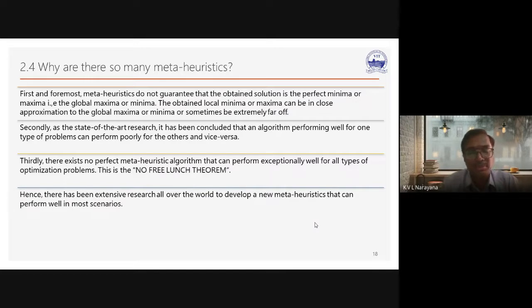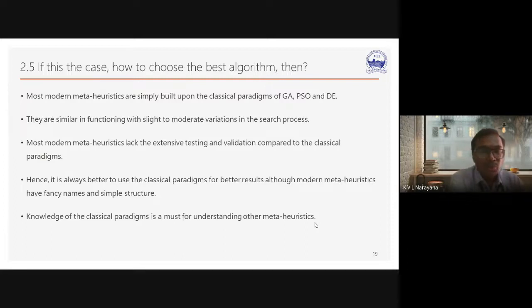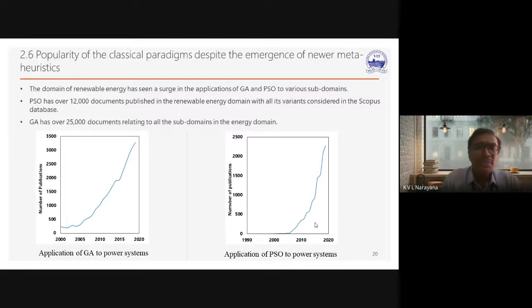People are developing many algorithms based on the problems. So which algorithm is to be selected? This is also very important. There are various classical paradigms, as I mentioned. The variants of GA, PSO, and DE can be considered. There is huge popularity of these three algorithms: genetic algorithm, PSO, and differential evolution.